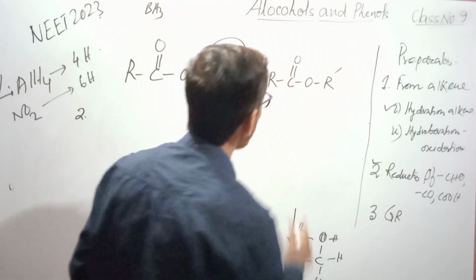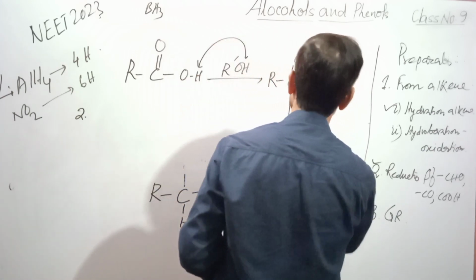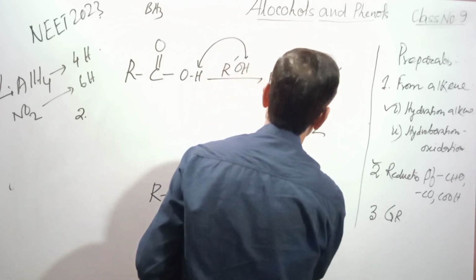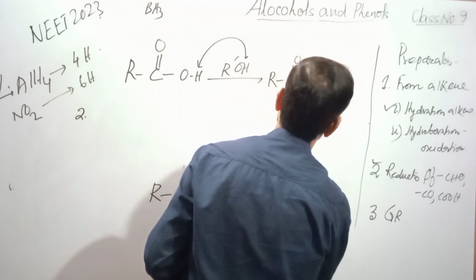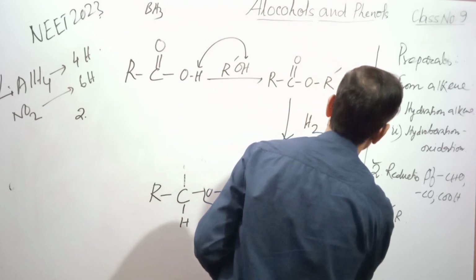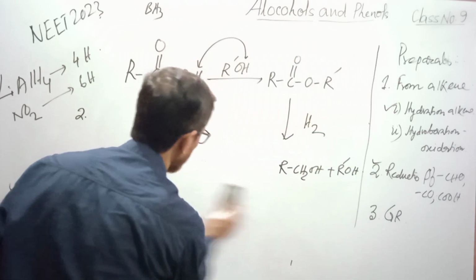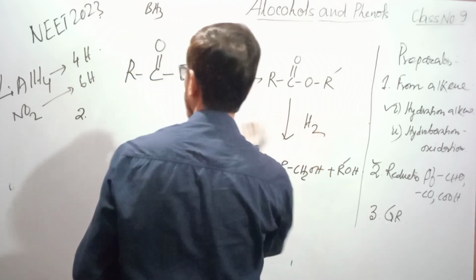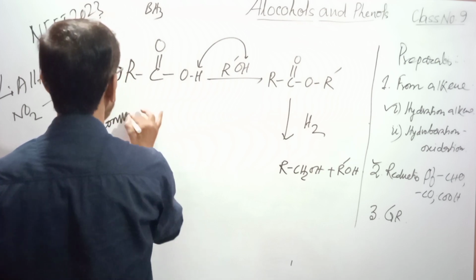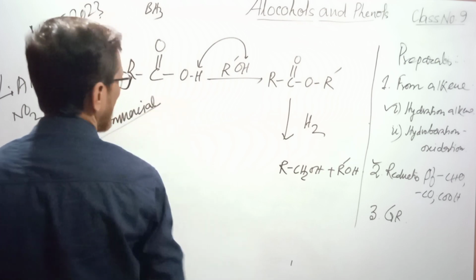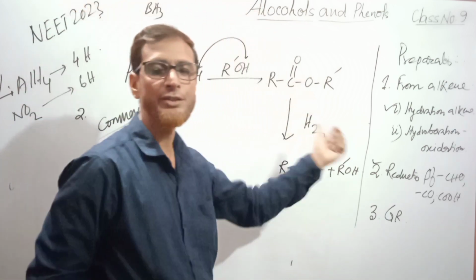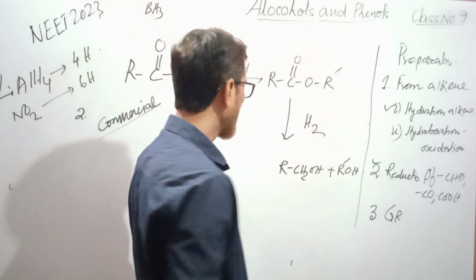On hydrogenation of this ester, it will give you RCH2OH plus R dash OH. It is a commercial process. Whatever the answer in the last step I have written, you will not be happy with this one. It is commercial process. Ester is prepared and hydrogenation occurs. Hydrogenation means hydro means hydrogen, generation means addition of hydrogen.